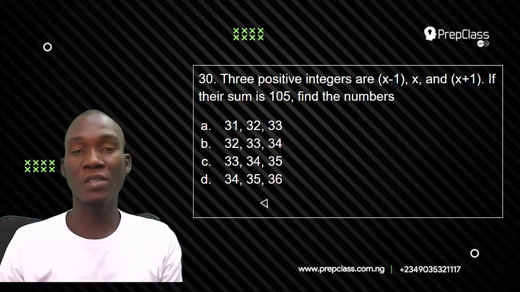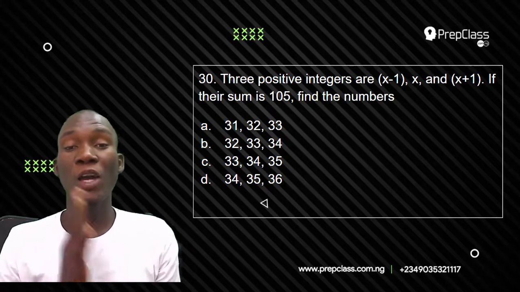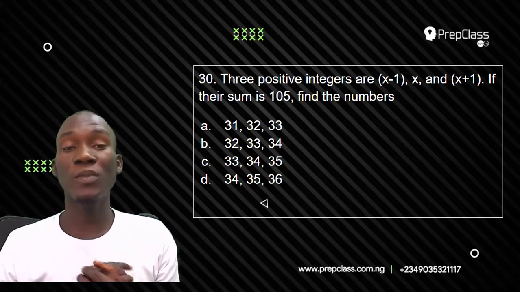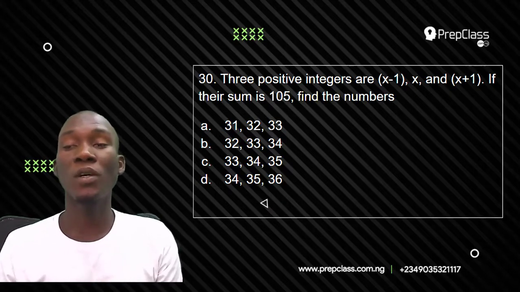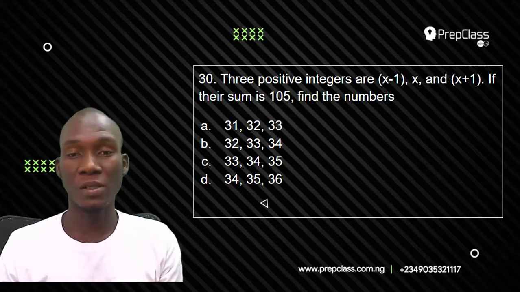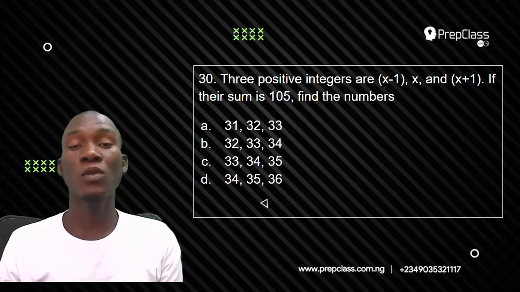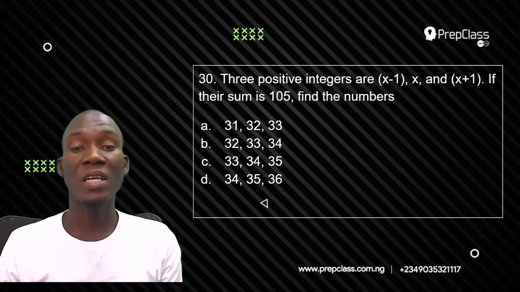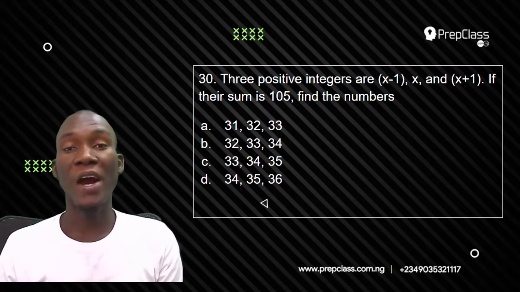So let's move straight to the last question in this video. I hope you're following me and you're getting all what you're doing here. So question number 30. Three positive integers are x minus 1, x, and x plus 1. If their sum is 105, find the numbers. We have the options A. 31, 32, 33, B. 32, 33, 34, C. 33, 34, 35, D. 34, 35, 36.